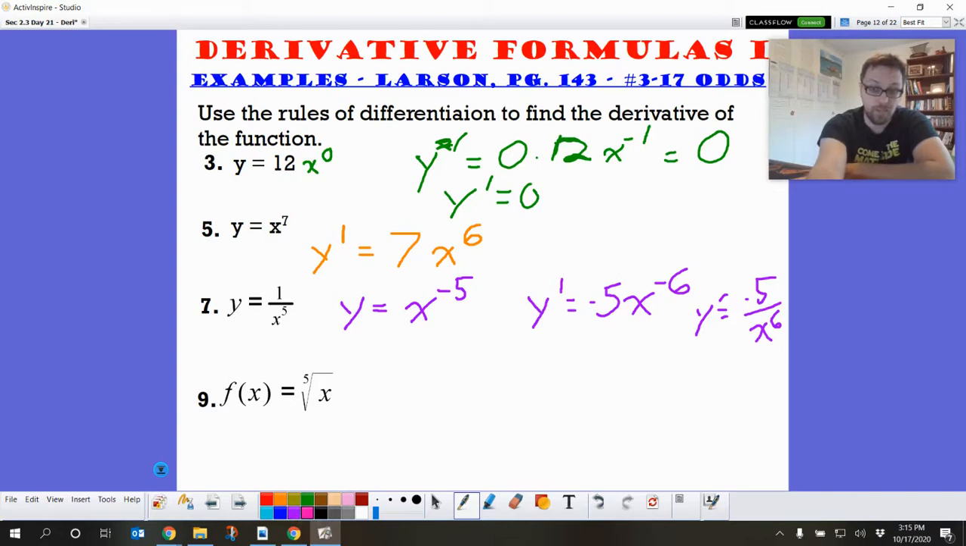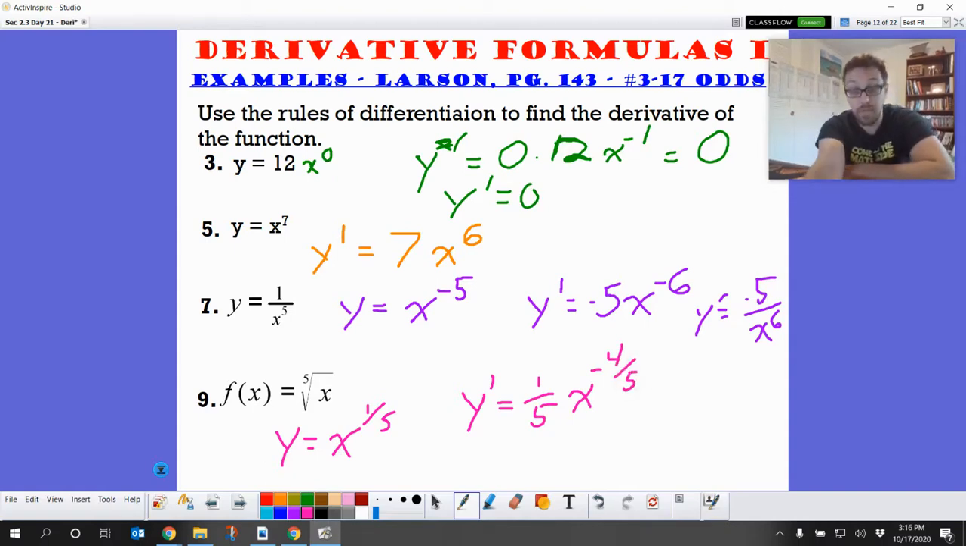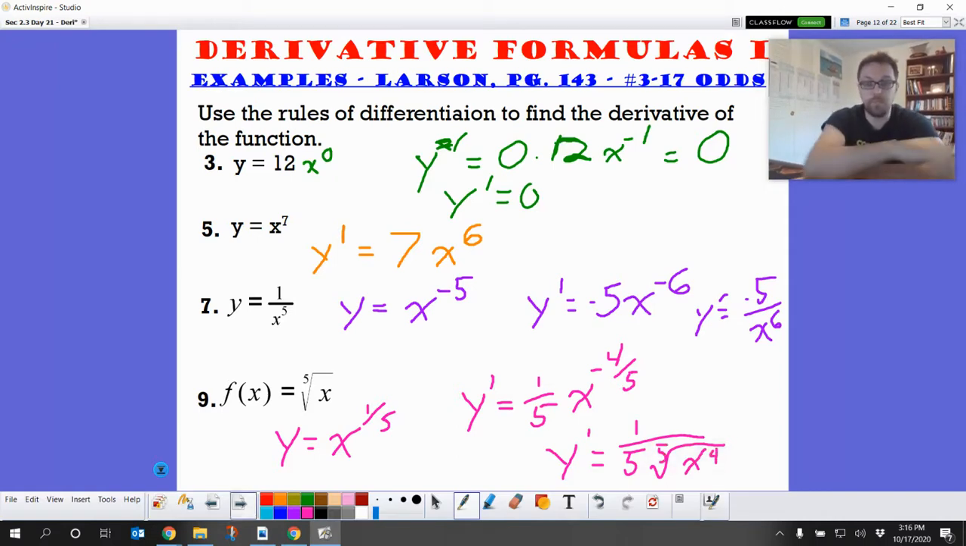Finally, if we've got a radical, this is y equals x to the 1/5. Radicals are fractional exponents. So then y prime is going to be: drop that exponent in front, 1/5, x, and we have to do 1/5 minus 1. So that's negative 4/5. 1/5 minus 1 is negative 4/5. If we wanted to write that without a negative exponent, y prime equals 1 over 5 fifth root of x to the 4. Boom.